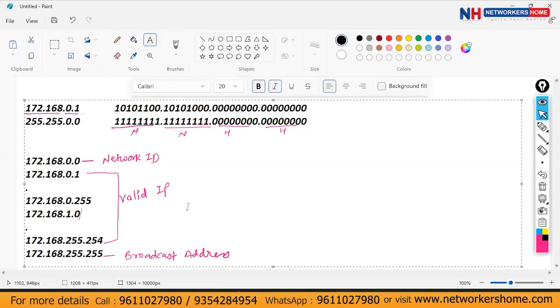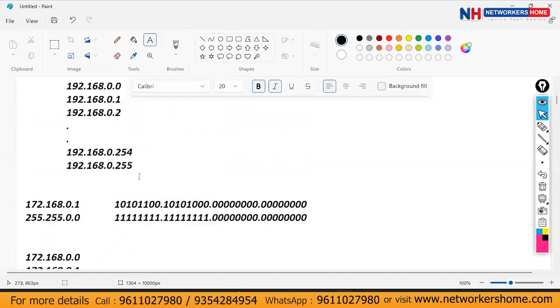Because for sending a data packet from one network to another network, a router needs to know how to reach there. So for representing that network in the path, we'll be using this network ID. This is clear. And now about class A.